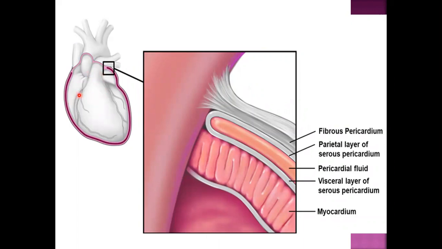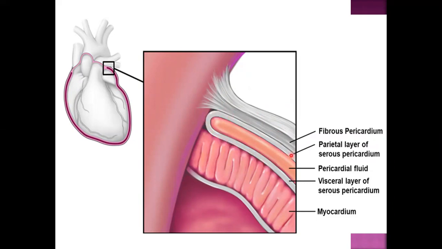Here you can see this is the heart, this is the right ventricle, and this is the vessel leaving the right ventricle, the pulmonary trunk. And this is the magnified view. In the magnified view, you can see this is the pulmonary trunk, and attached to the root of this pulmonary trunk is the fibrous pericardium, the outer tougher layer. Then inside the fibrous pericardium, there is a double layered structure, the serous pericardium.